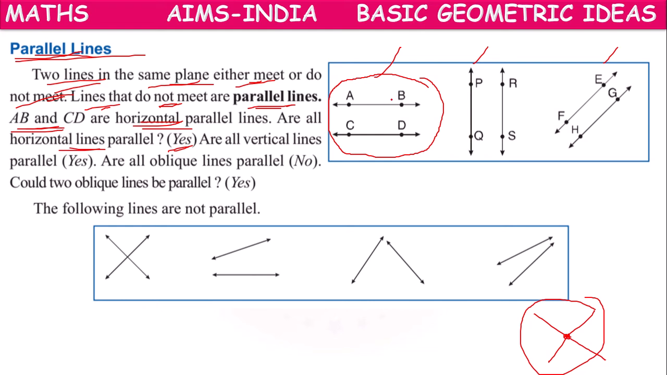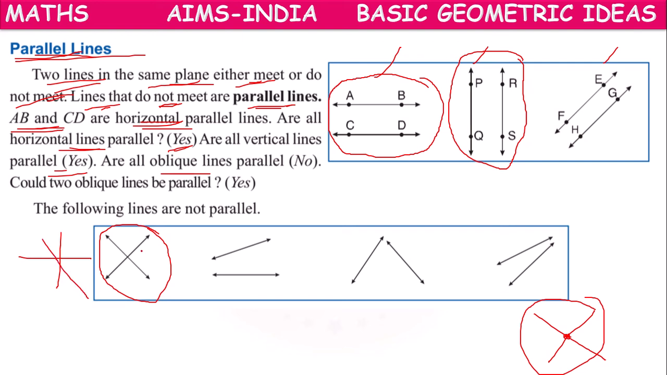In the same way, not only horizontal, if two lines are vertical, they are also always parallel. If they are oblique, not all oblique lines are parallel. Suppose these two lines are oblique, not horizontal and not vertical; they are somewhat slanted, so they are said to be oblique.